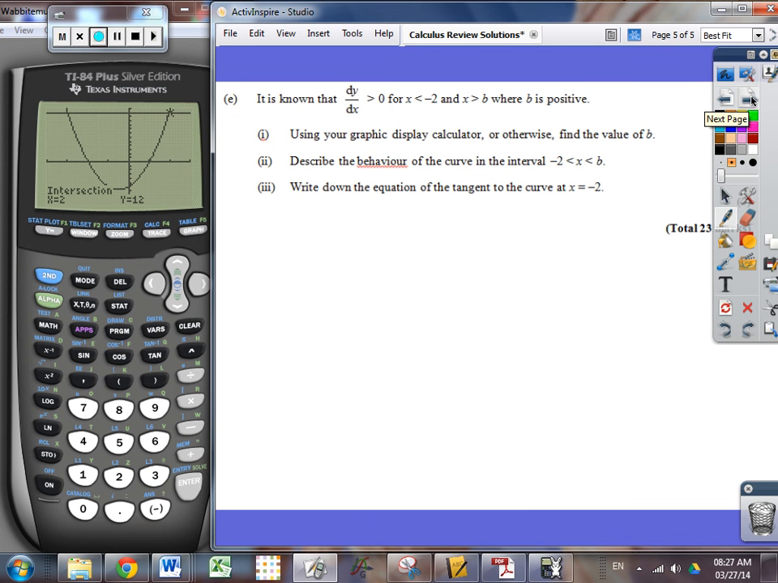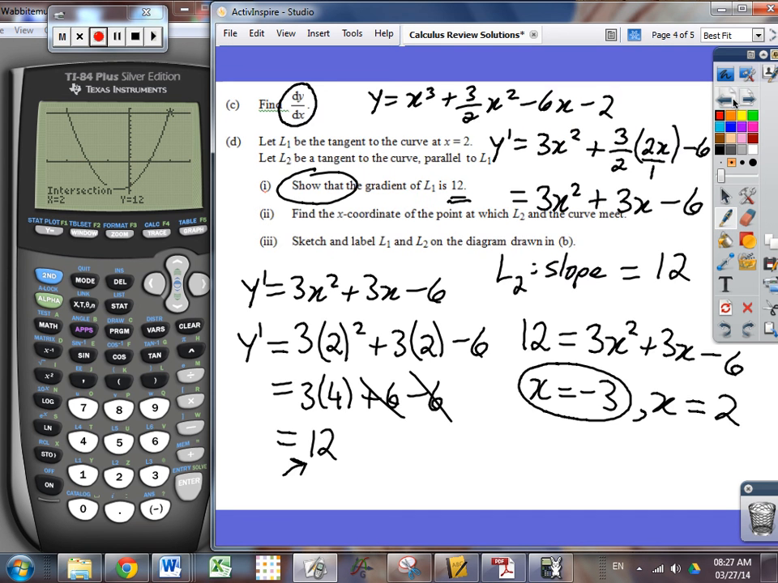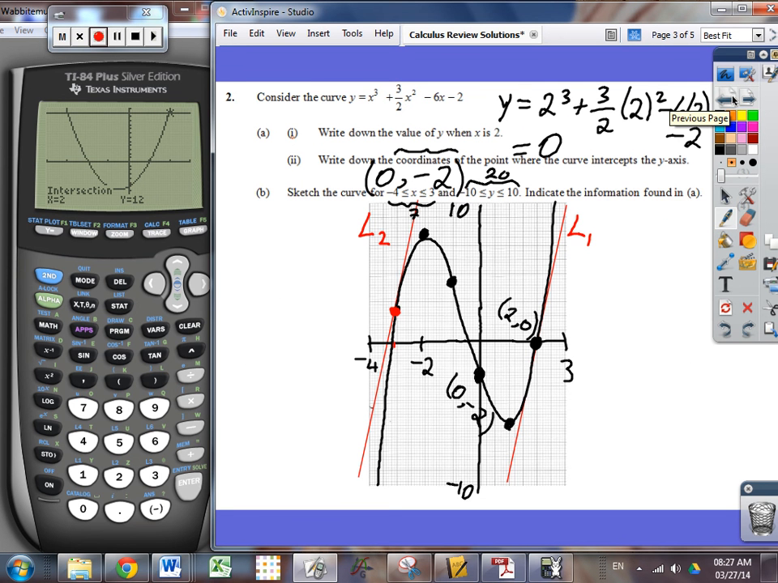It is known that dy over dx, which represents the slope or the gradient or the rate of change or the derivative, that is equal to 0, meaning increasing. We are increasing when x is less than negative 2 and when x is greater than b. Have a look. Yes, indeed, our function is increasing as x is less than negative 2. Now, when we hit negative 2, it looks like a stationary point, doesn't it? And then we were decreasing between negative 2 and, it looks like positive 1, doesn't it? And then after positive 1, we began increasing again.